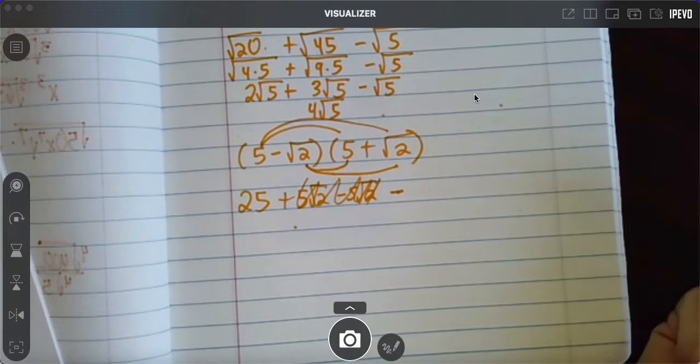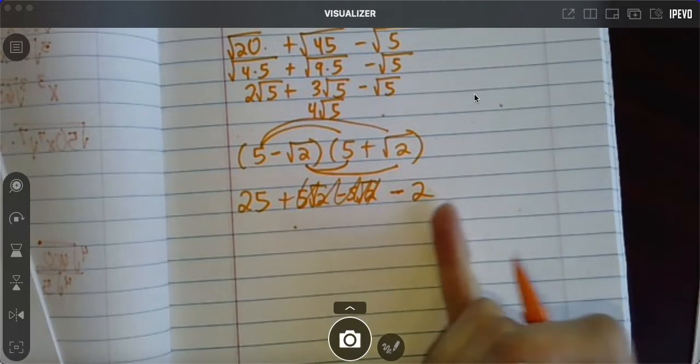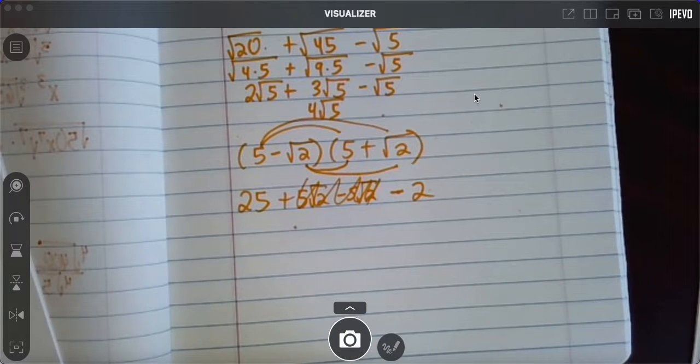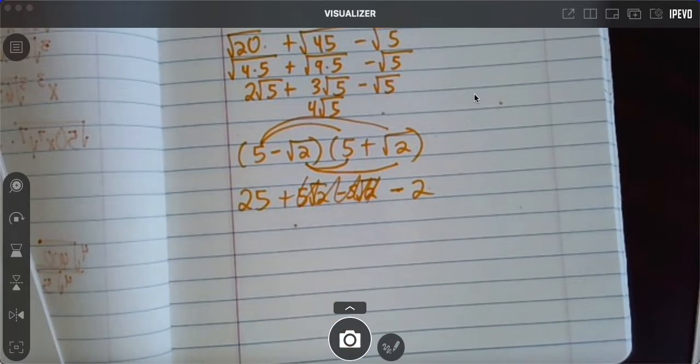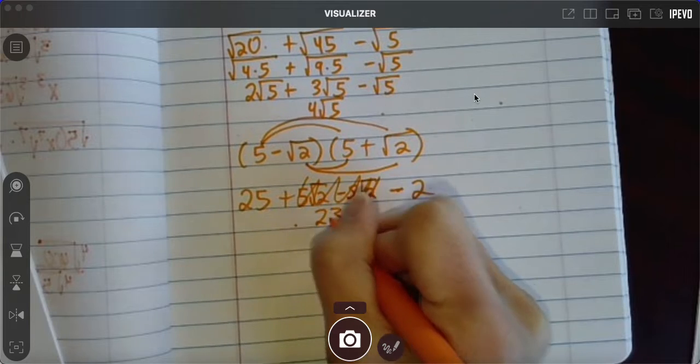And then this one, a negative square root of 2 times a positive square root of 2. It's negative. What's the square root of 2 times the square root of 2? It's 2. So negative 2. What is 25 minus 2? 23. That's our answer on that one.